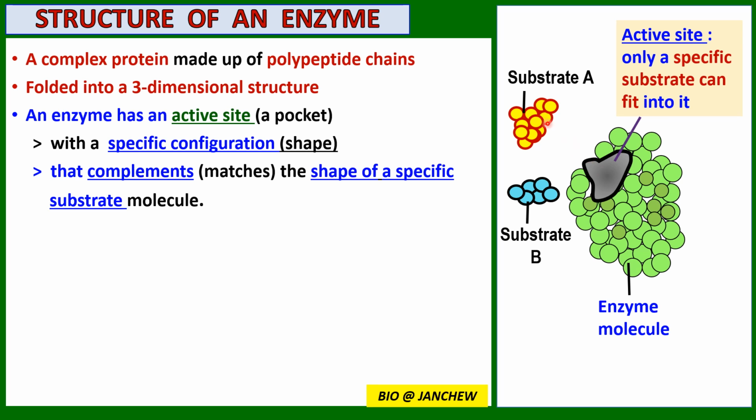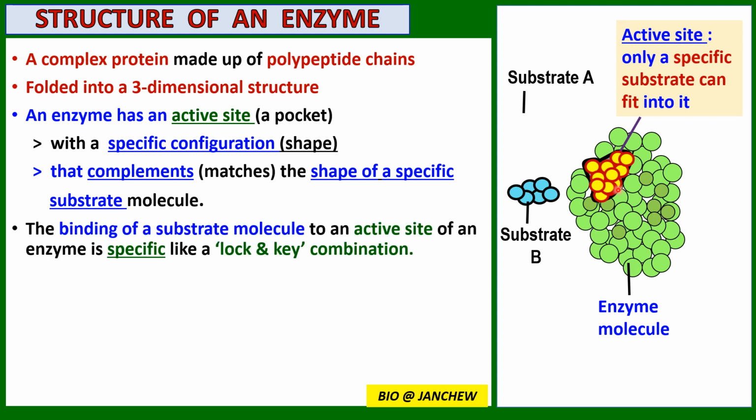You can see, I'm sure you will say that it's substrate A, right? So substrate A has a shape that fits into the active site of this enzyme molecule. When it fits into the active site, then it forms an enzyme substrate complex, and then the reaction can be catalyzed, and then the substrate may break down into its products, okay, which will then leave the active site.